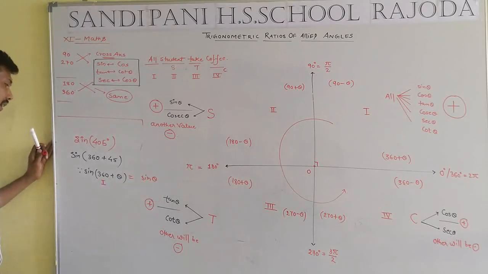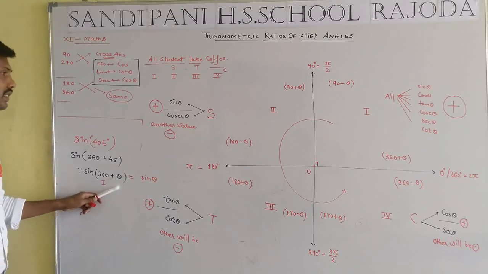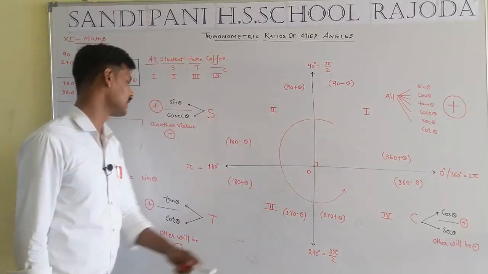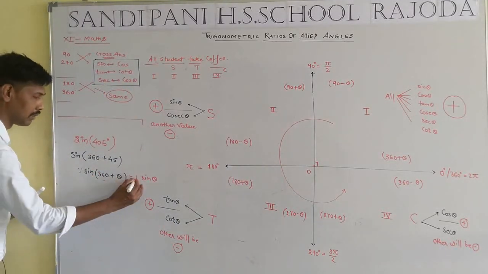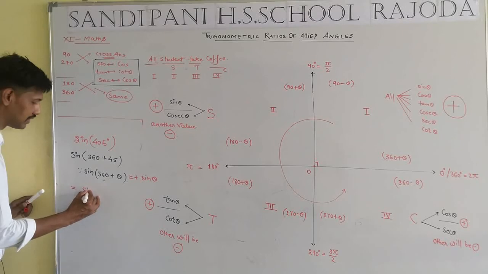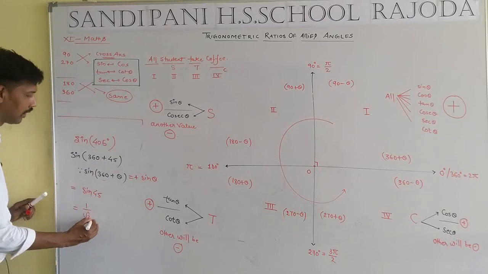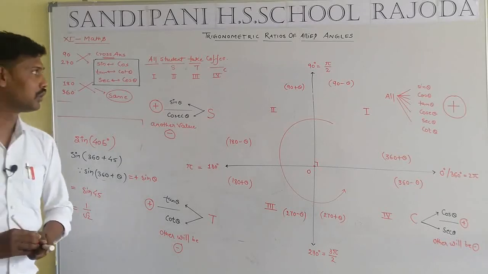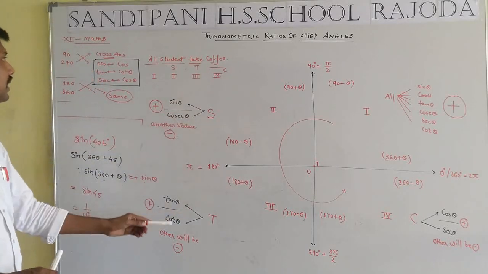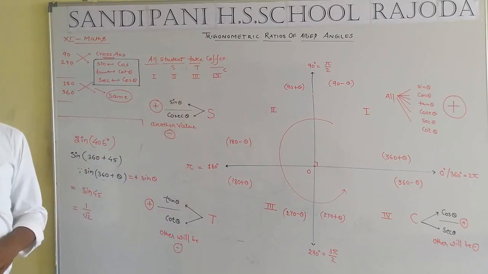About the sign, where is the sine? In 360 plus theta, all answers will be positive. That means a positive sine theta. What is the standard value of sine 45? 1 by root 2. I hope, student, you are getting all the answers related to angles. Thank you so much.